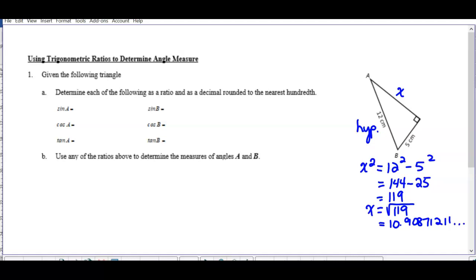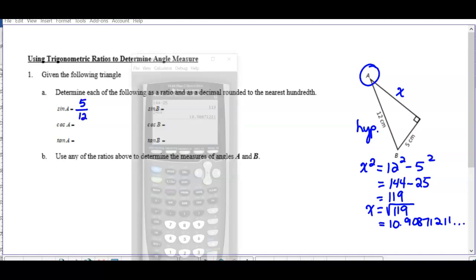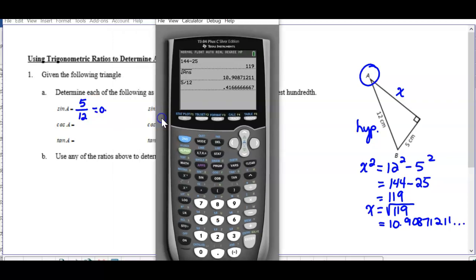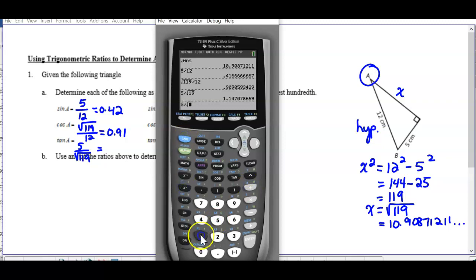So sine of A, I'm going to look at A, opposite is 5, and hypotenuse is 12. So 5 divided by 12, to the nearest hundredth, is 0.42. Cos is adjacent to A, which we just did, was root of 119 over 12. So square root of 119 divided by 12 equals 0.91. Tan of A is opposite over adjacent, so that's 5 over root of 119. 5 divided by root of 119.